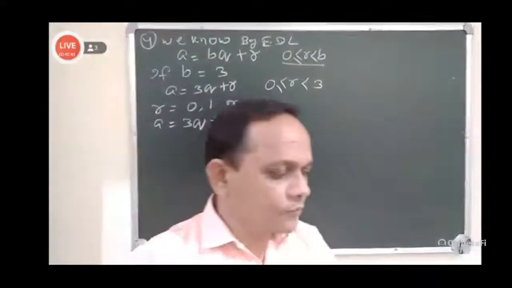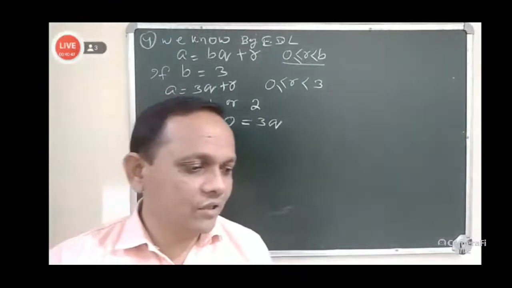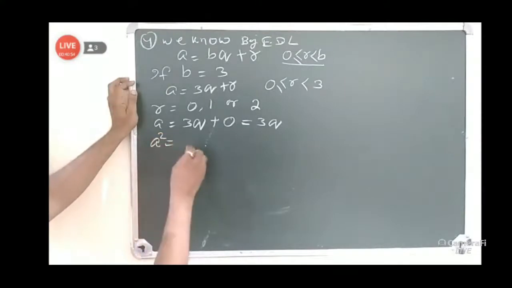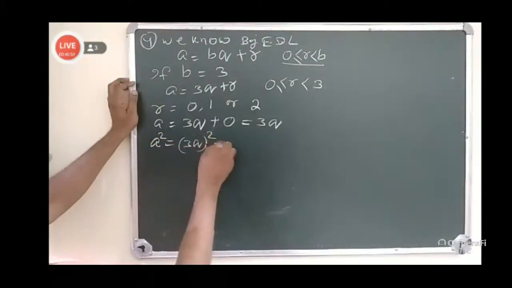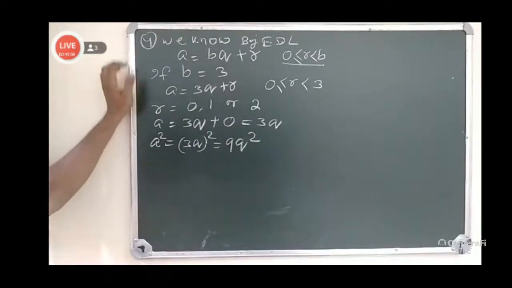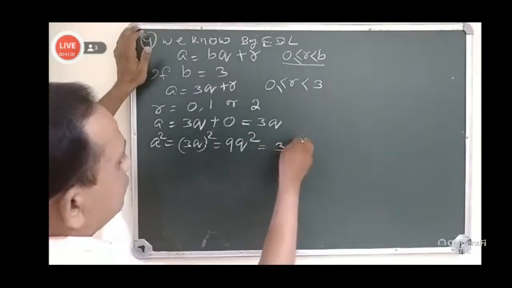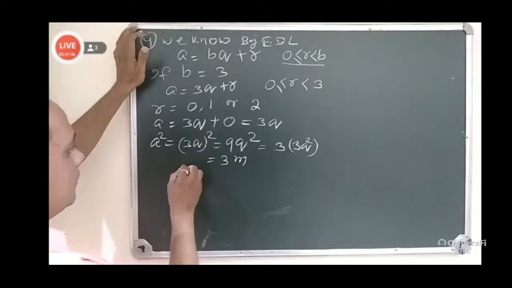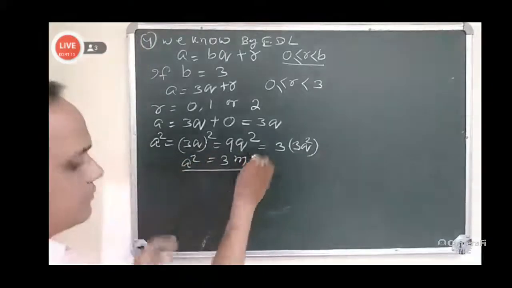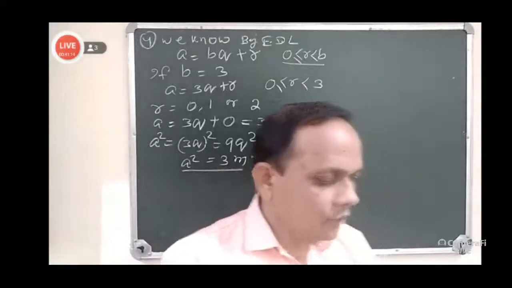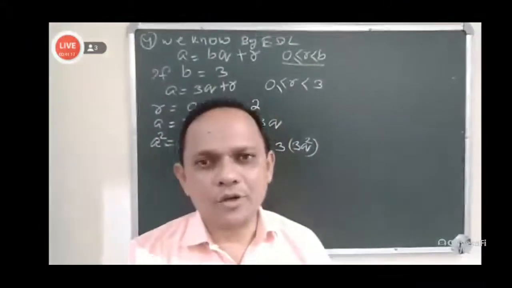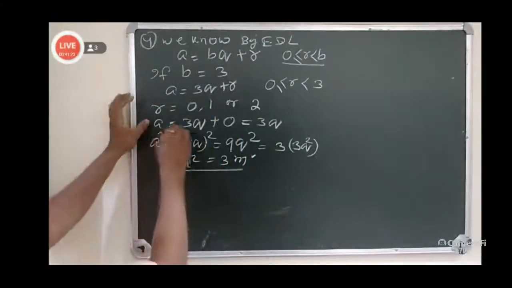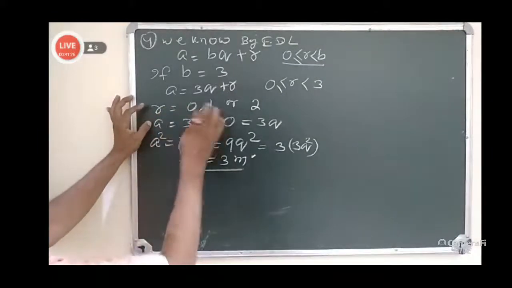What do we have to prove? Using Euclid's lemma, we have to show that the square of any positive number can be written in the form of 3m or 3m plus 1. a squared equals (3q) squared equals 9q squared, which equals 3 into 3q squared. This equals 3m. So a squared equals 3m, the first form.